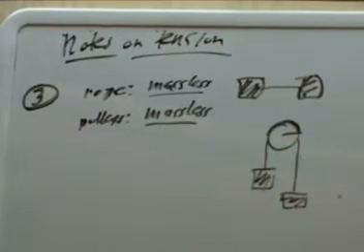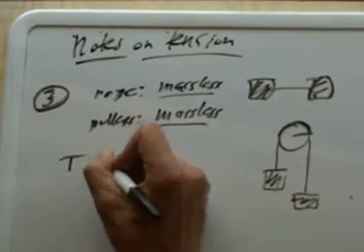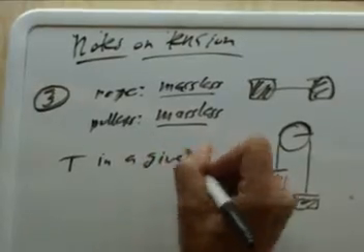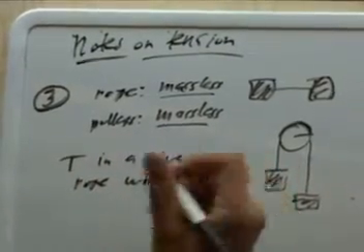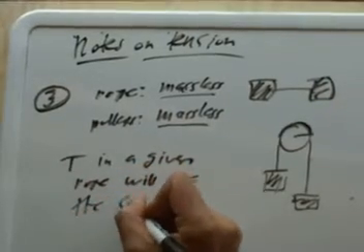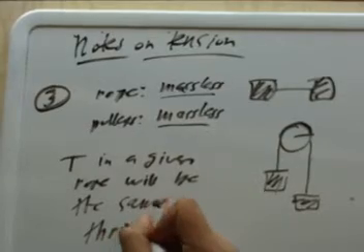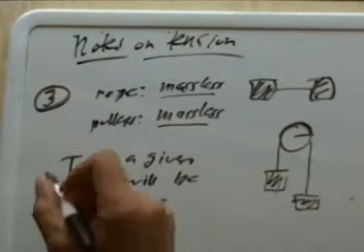Now, in the case where the rope and the pulleys are massless, which most of these problems are going to be like, you will be told in particular if this is not the case. Here we have another idea about tensions: T in a given rope will be the same throughout.